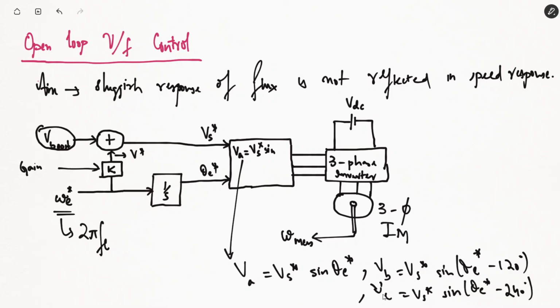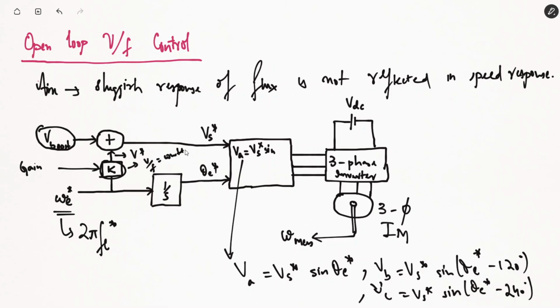So what we are doing in an open loop volt Hertz control is that we are not sensing the speed of the induction motor. We directly choose the reference value of speed. By choosing that reference value of speed, we are choosing the reference value of frequency. We have a gain k. The job of this gain k is to make sure that the ratio V by F remains constant.